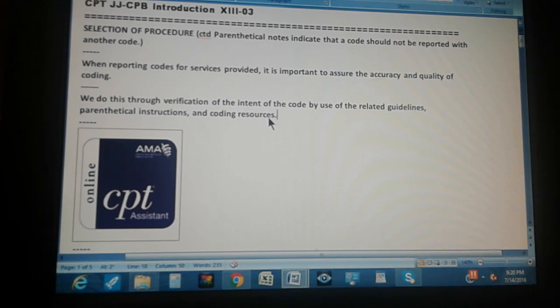So we have a little picture there, or the CPT Assistant Online, which would be another coding resource, right? So that's what they're talking about when they say coding resources. So you have to use all the information available to you to report the right code. The accuracy and quality of the code. That's what they're telling you here. That's our little theory for today.